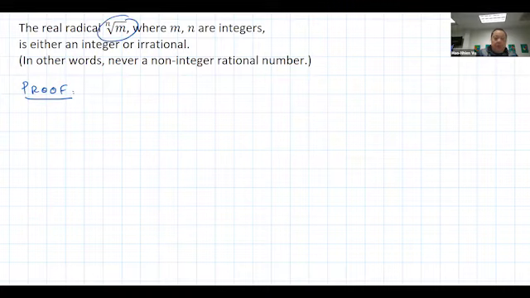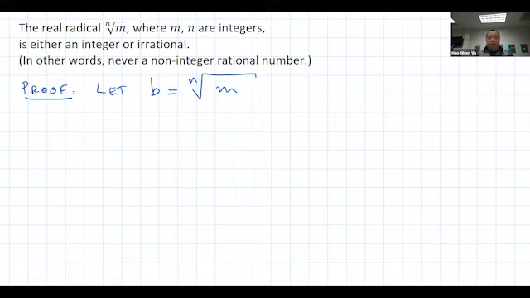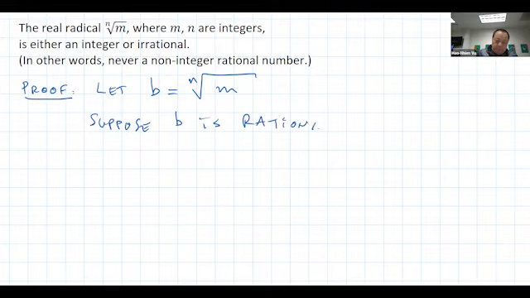Proof. I'm going to give this radical a name. So let b equal the nth root of m. If b is an integer, no problem, I'm done, because the theorem says it can be an integer. If b is irrational, I'm also done, because the theorem says b can be irrational. The only question is what happens if b is rational? Suppose b is rational.